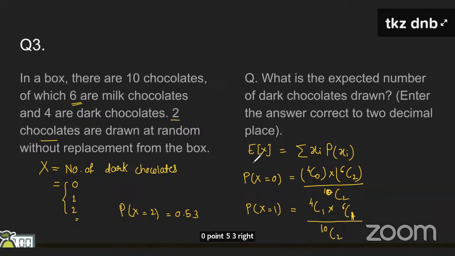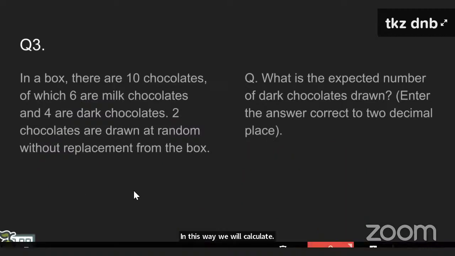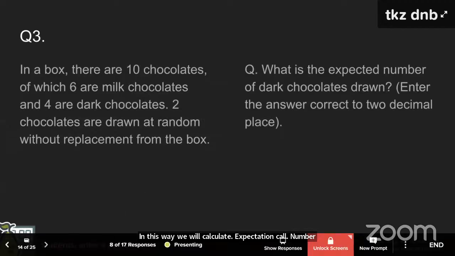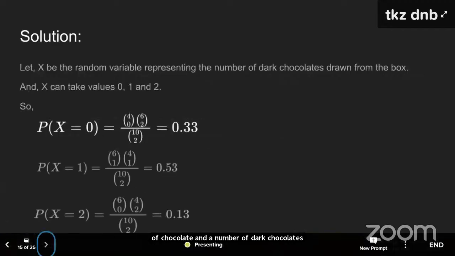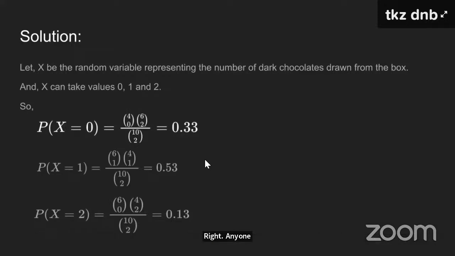Then to calculate the expected value of x, what we will do? We'll do just 0 multiplied by this value, and so on for each value. In this way, we will calculate the expectation of the number of dark chocolates chosen. Right? Anyone has doubt in this question, then please ask.